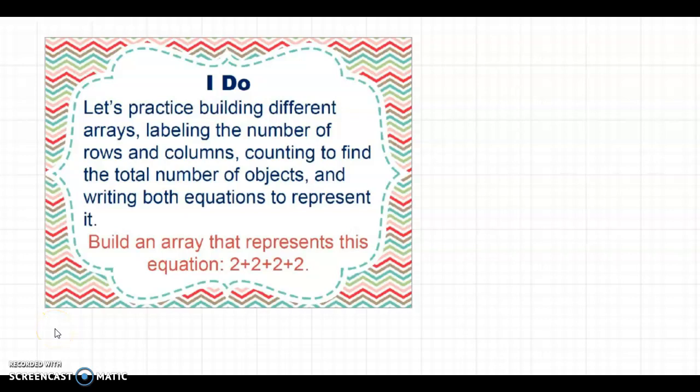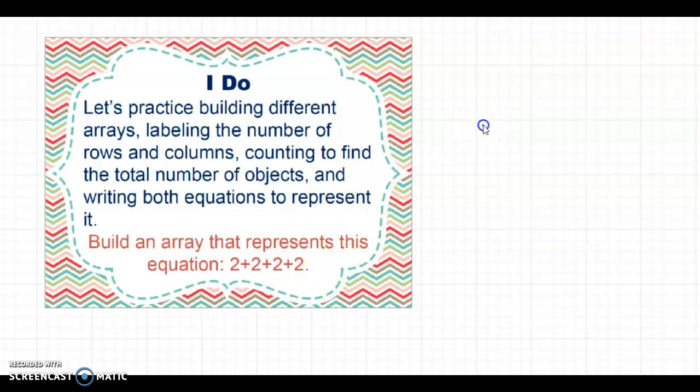Alright guys, let's look at this I do. Let's practice building different arrays, labeling the number of rows and columns, counting to find the total number of objects, and writing both equations to represent it. So we have to build an array that represents this equation: 2 plus 2 plus 2 plus 2.